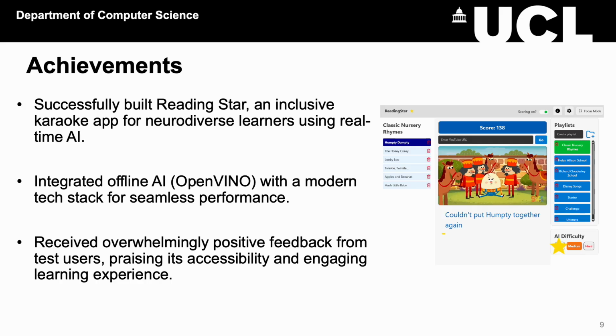Overall, we achieved our goal of successfully building Reading Star. We made an inclusive karaoke app for neurodiverse learners using real-time and offline AI. We integrated OpenVINO, which extracts every last bit of performance from Intel hardware, including NPUs. Furthermore, we received overwhelmingly positive feedback from test users, praising its accessibility and engaging learning experience.